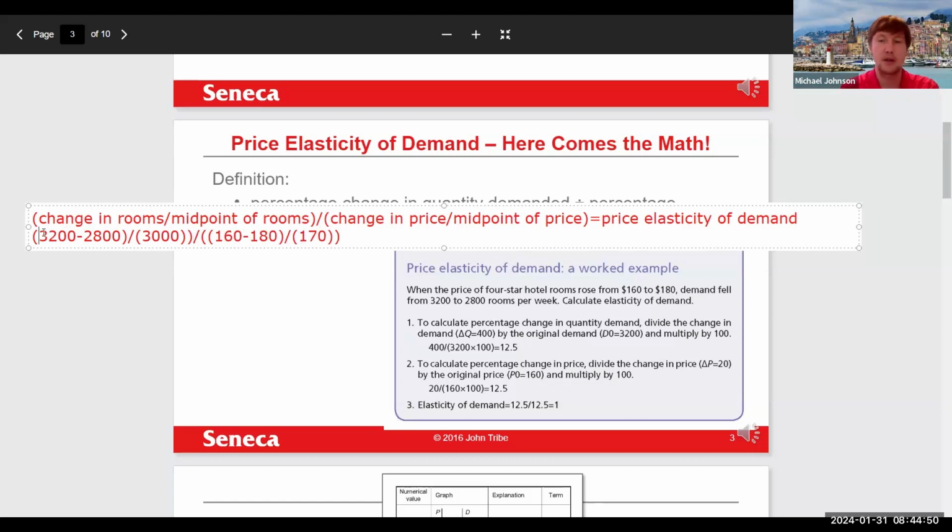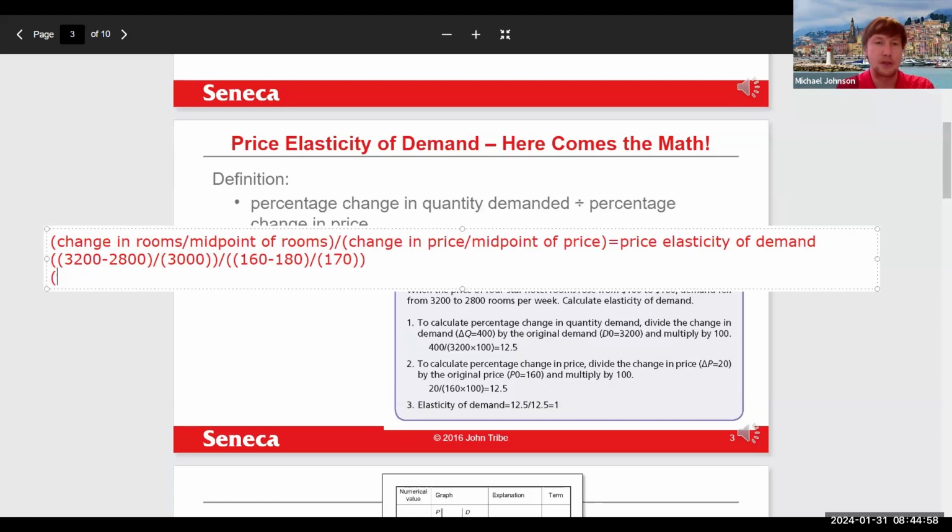To get that, I'll simplify it. This would be 400 divided by 3,000, and then divided by -20 divided by 170. Could somebody try to calculate that for me? If you did this, what would it be?